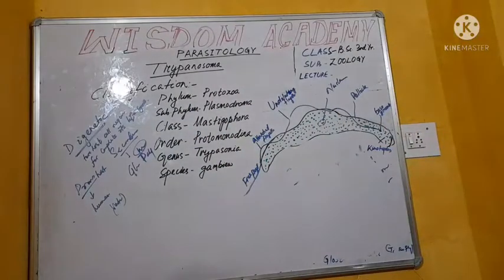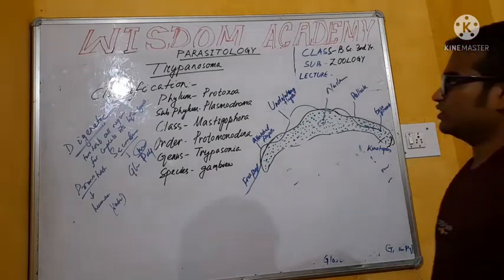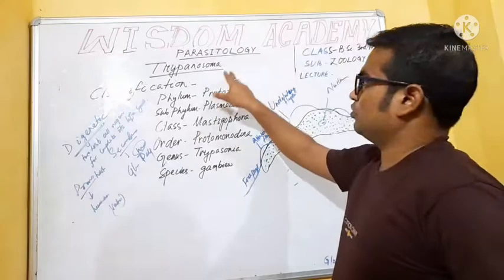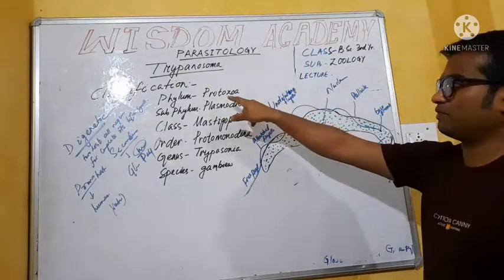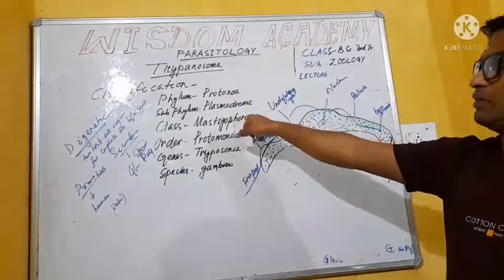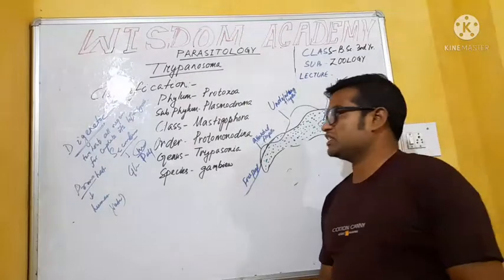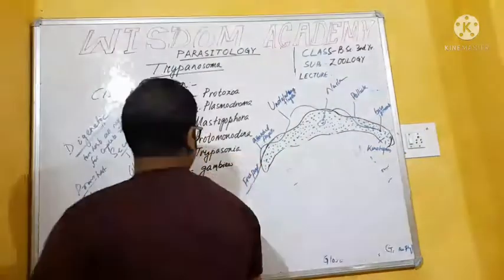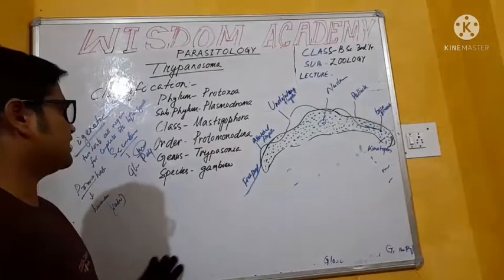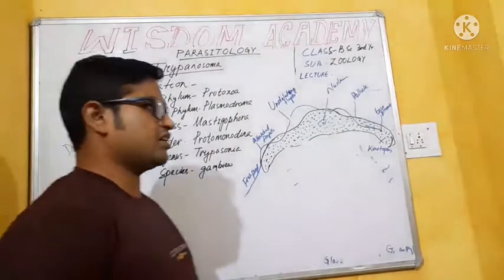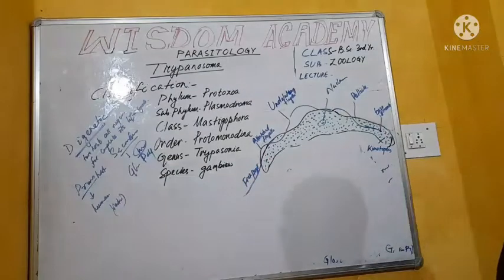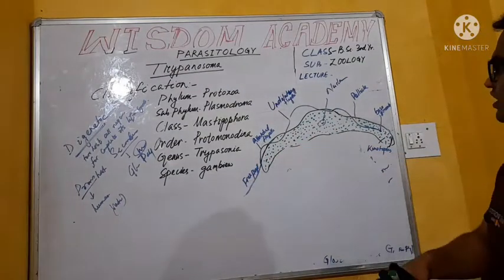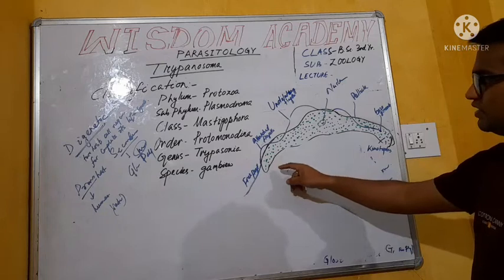So, at first, let us revise. Trypanosoma is a parasite. The classification of Trypanosoma: the phylum is Protozoa, subphylum is Plasmodroma, class is Mastigophora, order is Protomonadina, genus is Trypanosoma, species is gambiense. The structure of the Trypanosoma is spindle-shaped, and the flagella are present.